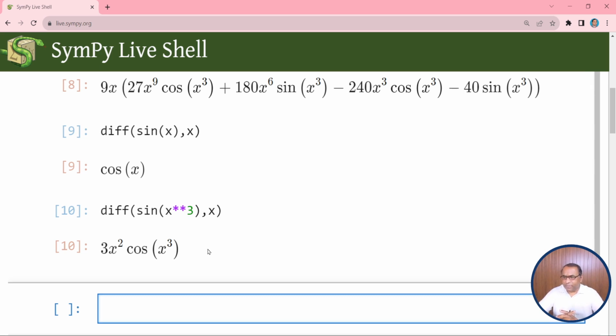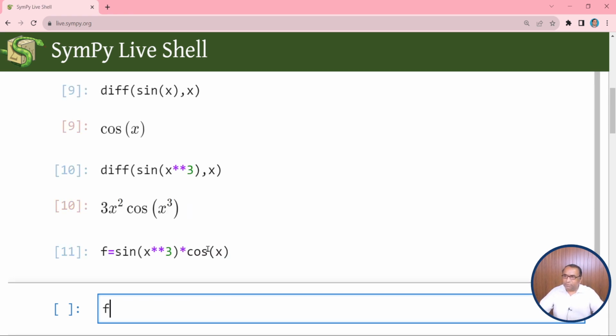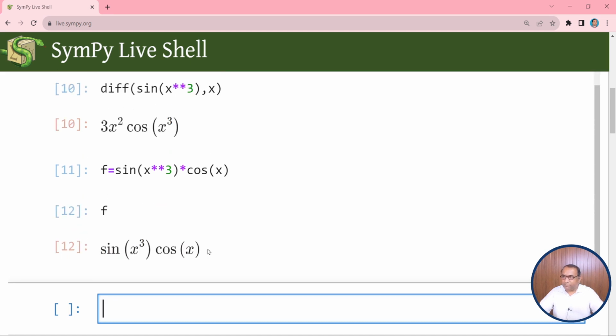Now if we have f is equal to, I am using sine of x cube, this is x cube, then I have a product and cos x. So this is the product of two functions, and then enter. If you want to print, then again enter f. So the above function will be printed, returning the value in symbolic form.